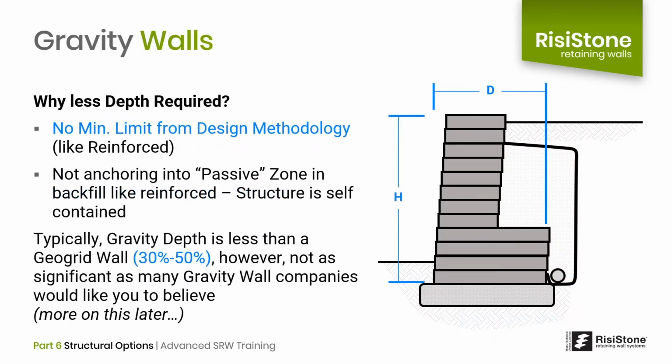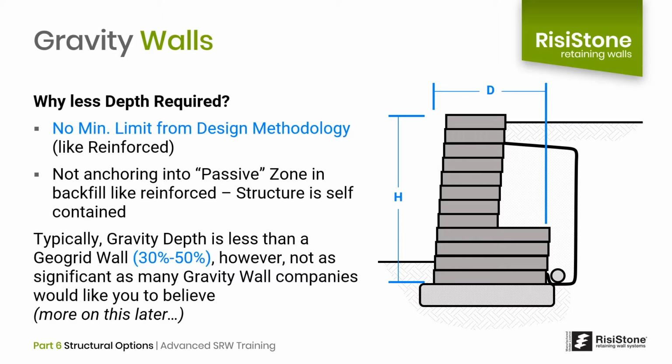Looking now at gravity walls, let's see why the depth of the wall is usually less than a geogrid reinforced wall. There are two main reasons for this. First, there is no specific minimum limit enforced by the design methodology, like the 60% base to height ratio imposed by the NCMA. Second, we are not anchoring back into the passive zone of the backfill like in a reinforced wall. The gravity wall is basically self-contained.